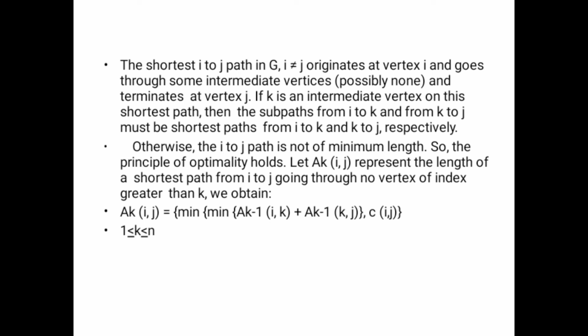Let A^k[i][j] represent the length of the shortest path from i to j going through no vertex of index greater than k. We obtain A^k[i][j] is equal to min of A^(k-1)[i][j], and A^(k-1)[i][k] plus A^(k-1)[k][j].